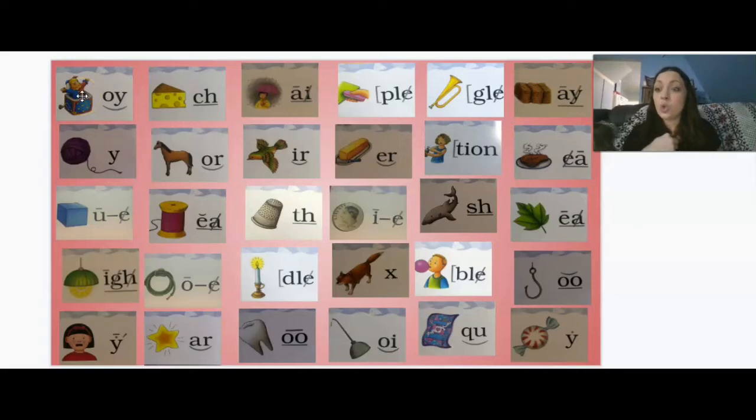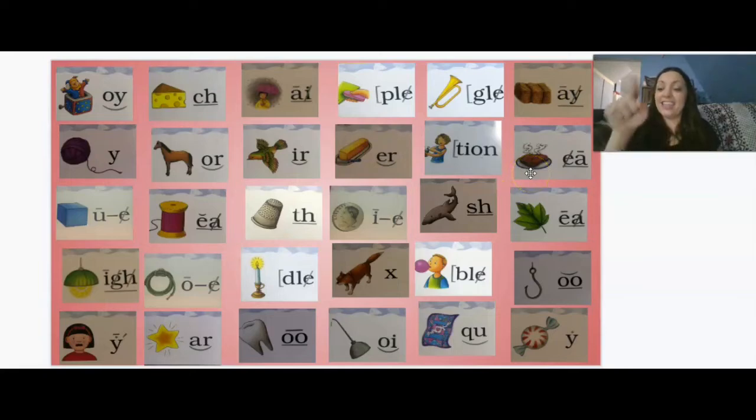What do we have right here? We say toy, oi, diphthong, O-Y, cheese, ch, digraph, C-H, rain, A, digraph, A-I, staple, pull, final syllable, P-L-E, bugle, gull, final syllable, G-L-E, hey, A, digraph, A-Y, yarn, Y, horse, or, combination, O-R. Bird, combination, I-R. Butter, combination, E-R. This is one of our new ones. Ready? Lotion, shun. Final syllable, T-I-O-N. Very good.